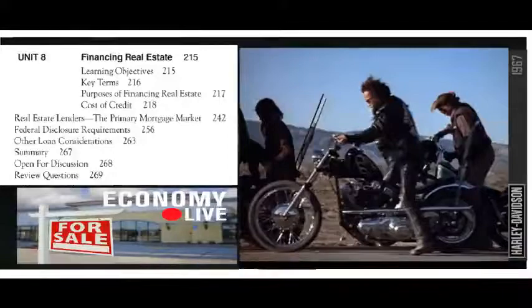Unit 8. Financing Real Estate. Learning Objectives. When you have completed this unit, you will be able to understand the concept of leverage and its role in most real estate purchases.